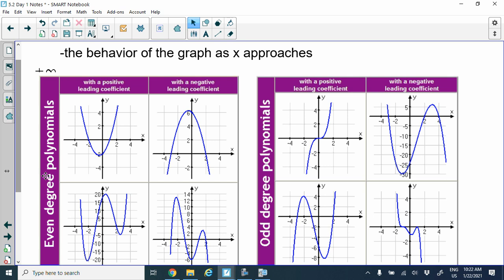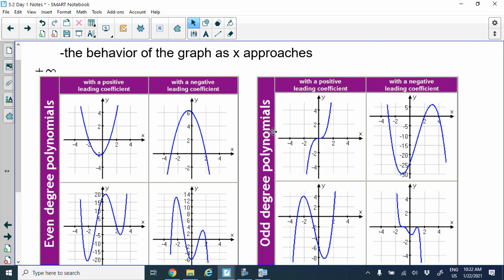So you'll notice when we have an even degree, either the graph opens up or it opens down, like when we talked about quadratics. If it opens up, that means the arrows both face up. If it opens down, the arrows will face downward, okay? And that's when we have a negative leading coefficient.